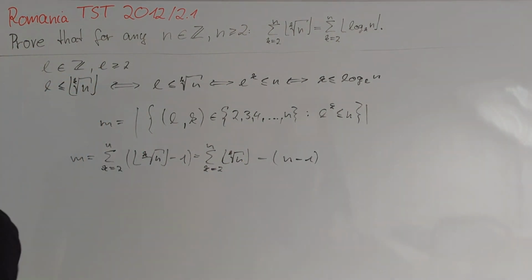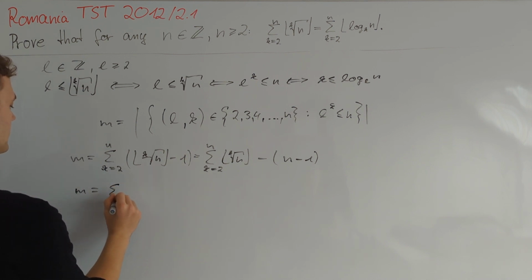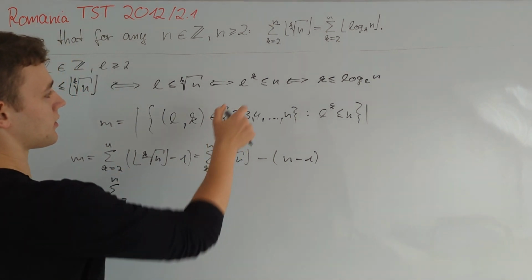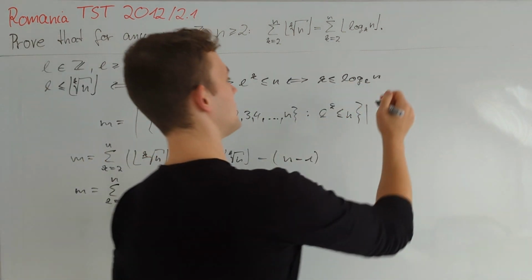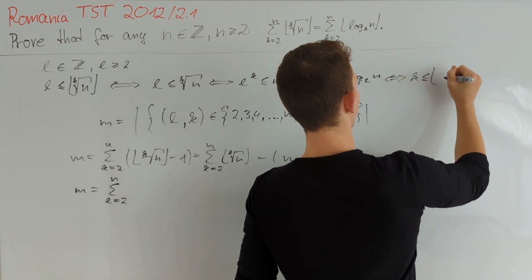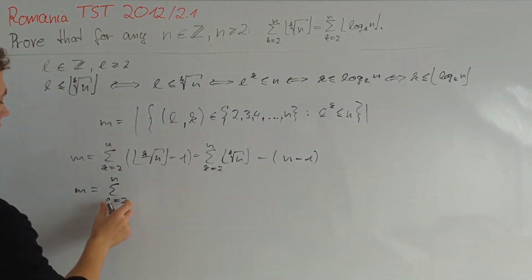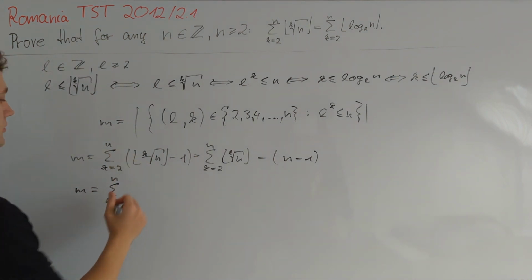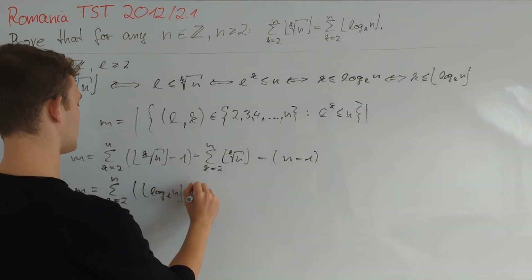On the other hand, we can count m by first summing over the possible values for L, which are L equal to 2 up to n, and then we have seen that L to the power of k is less than or equal to n if and only if this holds true, and for an integer k, this is of course equivalent to k less than or equal to the floor of log base L of n. So the number of possible values k for such an L, and such that k is at least 2, is exactly equal to the floor of log base L of n minus 1.